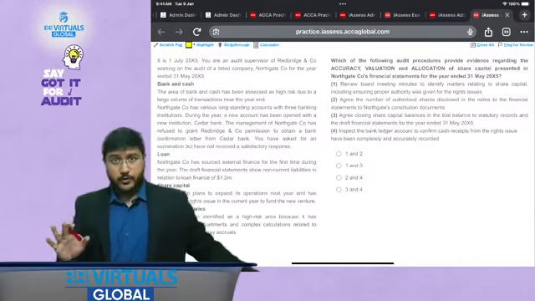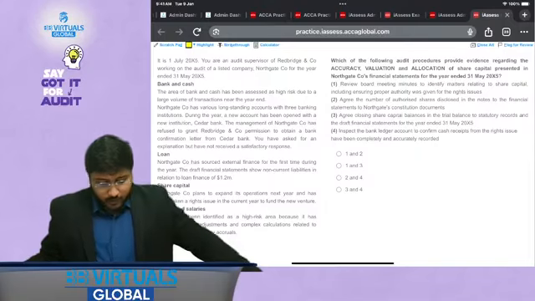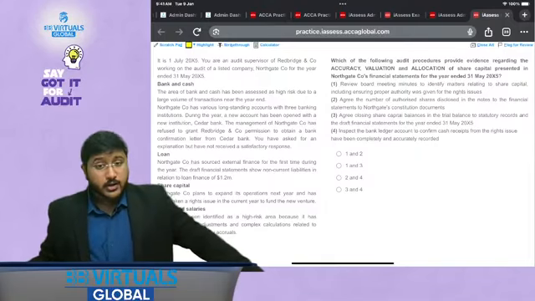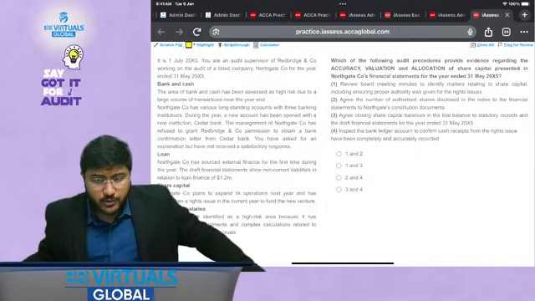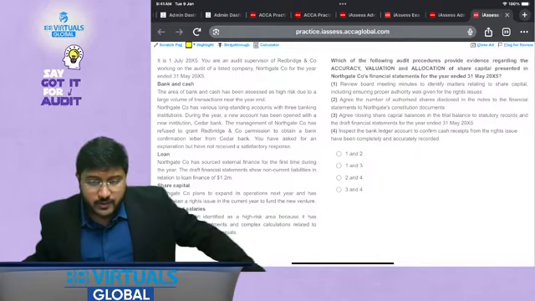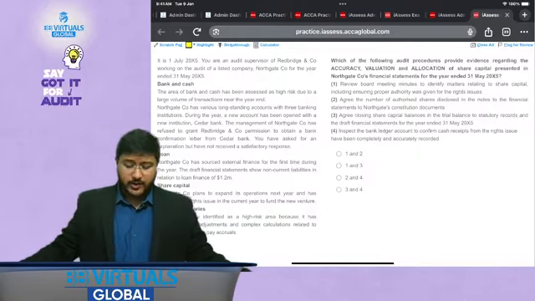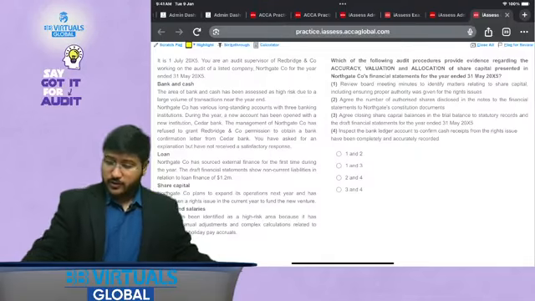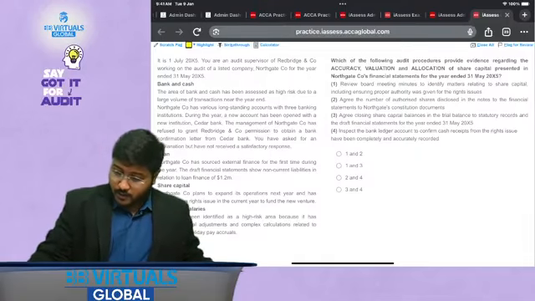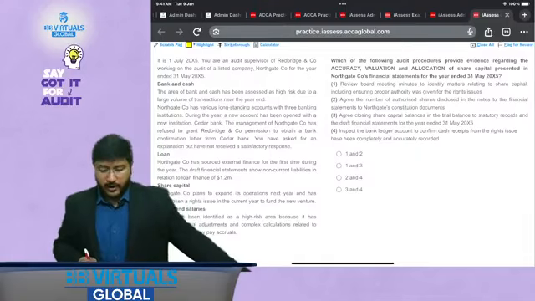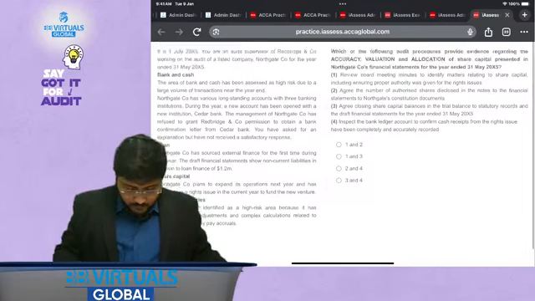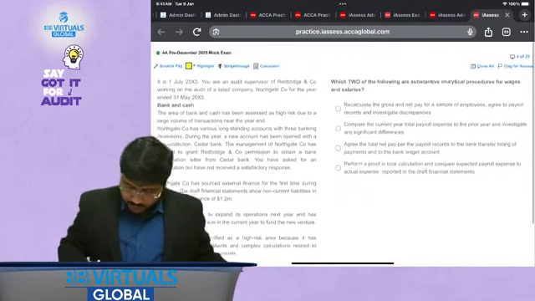Now let's read the fourth one also, like we have already discussed, right? So fourth option is inspect the bank ledger account to confirm cash receipts from the rights issue have been completely and accurately recorded or not. Now this addresses your valuation assertion. So I think 3 and 4 should be the right option here. Okay. Now let's talk about the next one.